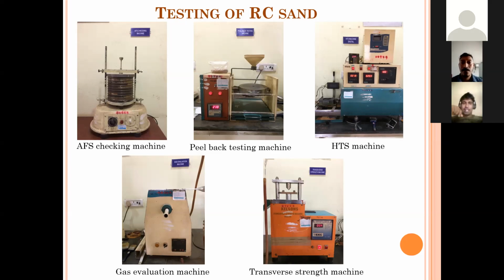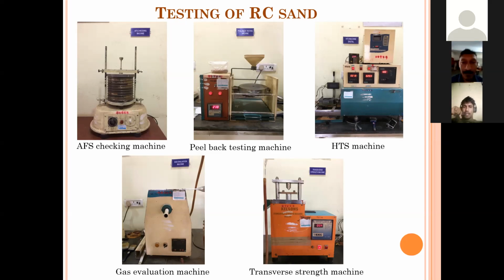The first machine is the AFS checking machine, the American Foundry Society checking machine. There are a number of sieves of different sizes. These sieves separate the sand into different sizes.